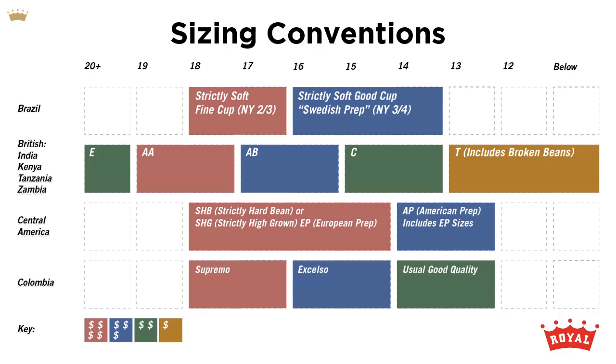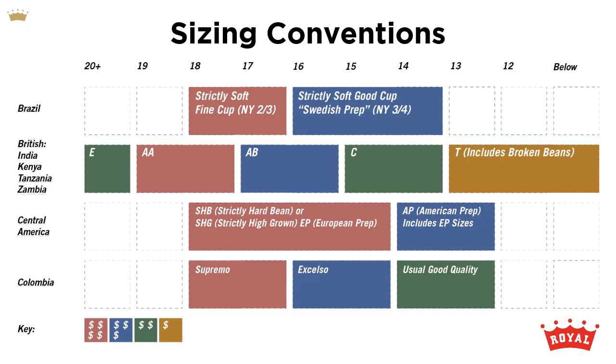In Central America, we have a much wider tolerance that's been accepted there. In most places, you would see this referred to as European prep. That's EP, and you might see that written at the end on your bags. American prep in this system includes that 15 to 18 size, but it also includes the smaller beans, the 13s and 14s. So European prep would be the strictest grading in Central America.